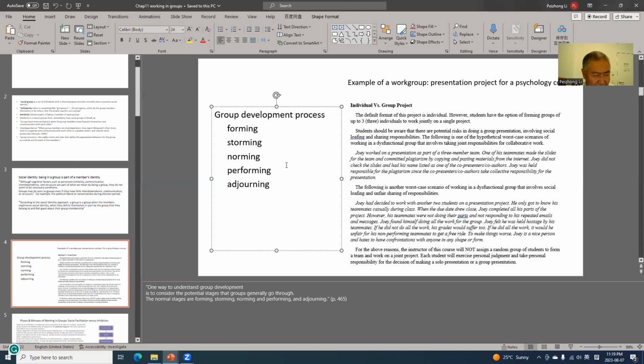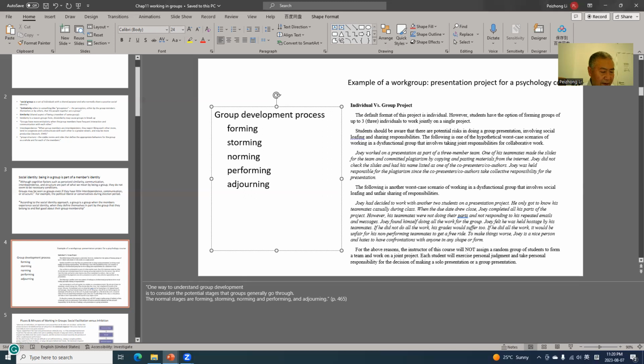What are the expectations about the quality of the work? Is everybody comfortable with working at a high quality level? You develop a norm. And then after that, you get to the performing stage. The performing stage is when you get your work done. You get a lot of work done.